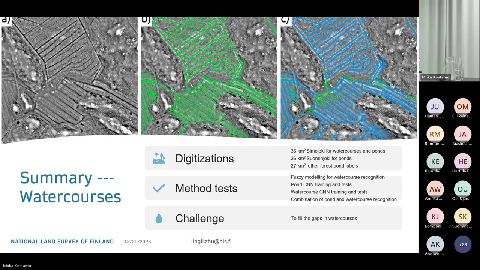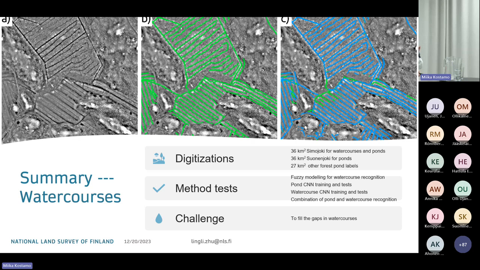Then regarding watercourses, today we had two presentations regarding this, and here is a small summary of this topic for this year, because this watercourse detection method was developed during the autumn project, and now during this year we had a lot of improvement. We got more digitizations and labels from the watercourses and also from the ponds, especially for these forest areas.